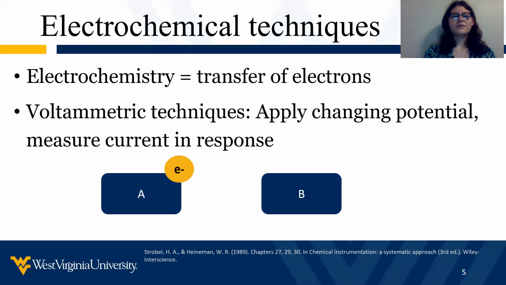What is an electrochemical technique? An electrochemical technique involves an electrochemical reaction, which is simply a chemical reaction where electrons are transferred. We say that the compound that lost electrons was oxidized and the one that gained electrons was reduced, so we can also call these redox reactions. In particular, we use voltammetric techniques, which means the instrument applied changing potential to drive these electrochemical reactions and then measured the moving electrons as current.